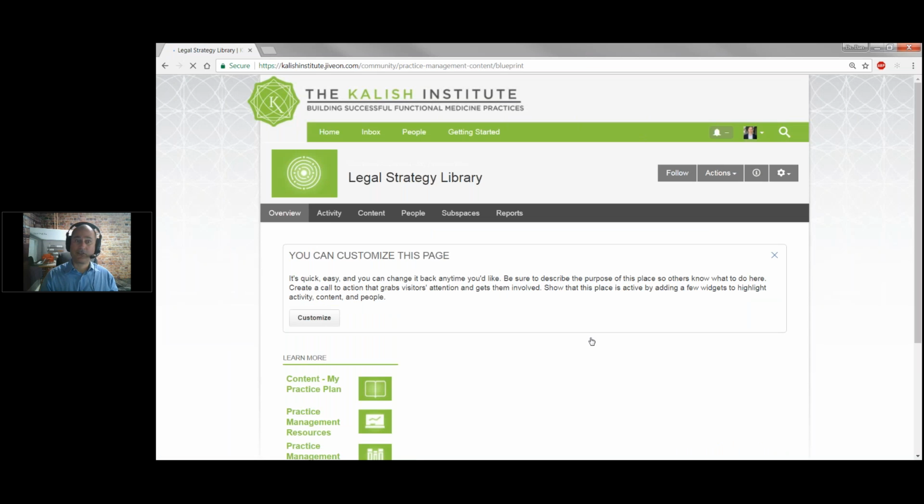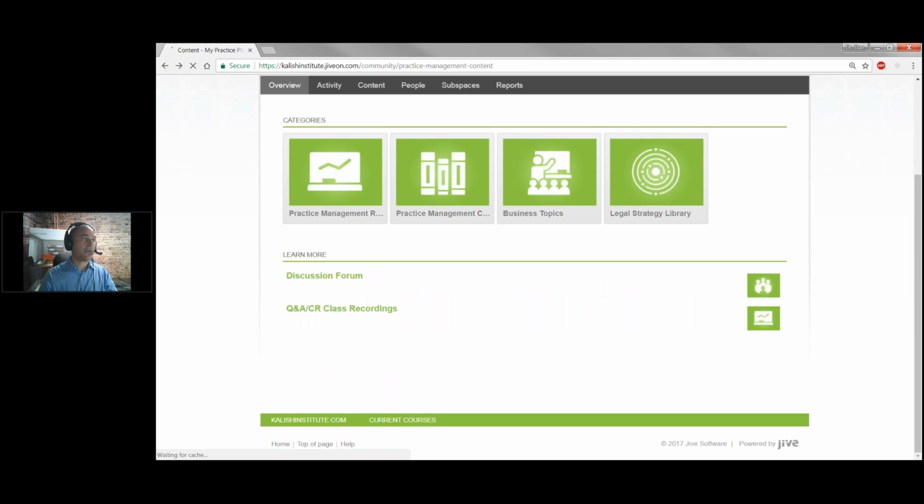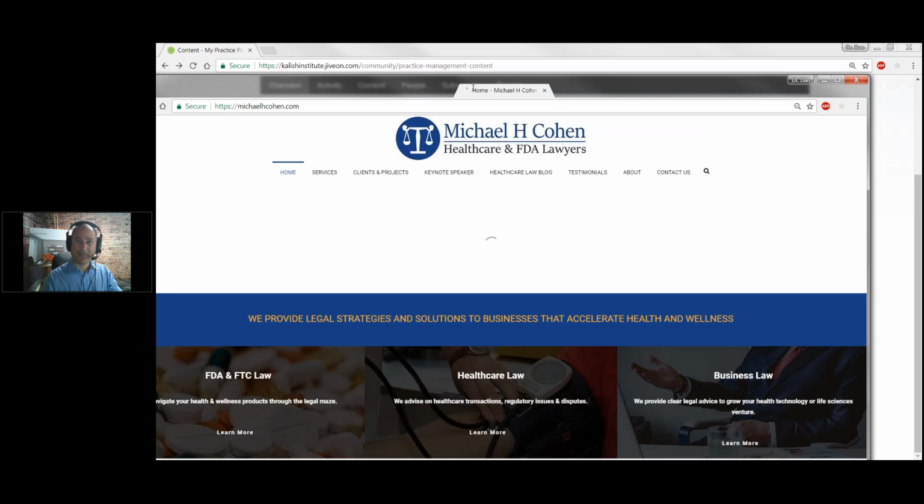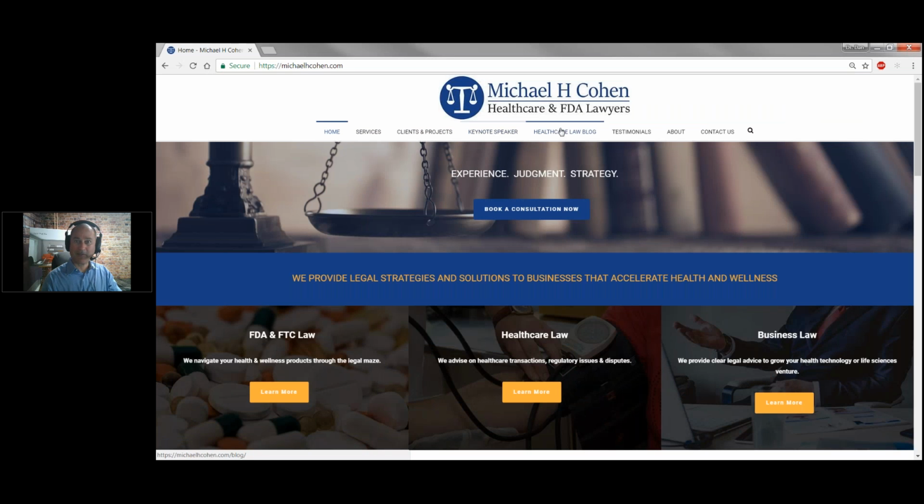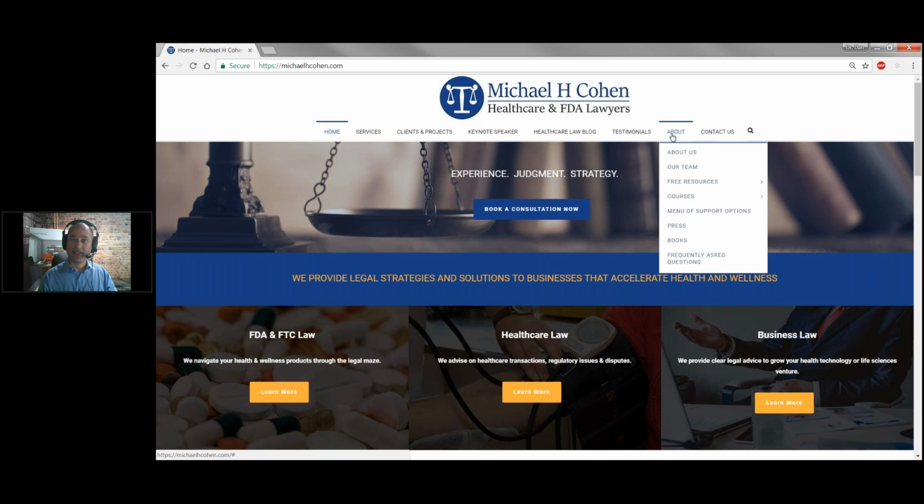And then we have this legal strategy library, which we're building with Michael Cohen. Let me show you a little bit about Michael Cohen. He and I teamed up this year, and he's an interesting fellow. He's an attorney, and this is his website, and he has built a special legal module specifically for this course. He and I have collaborated on this. We spent quite a bit of time working on this together.